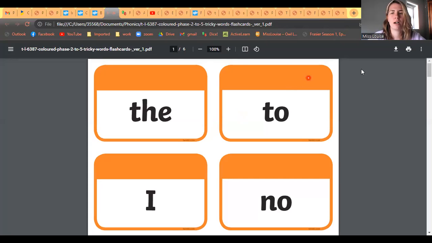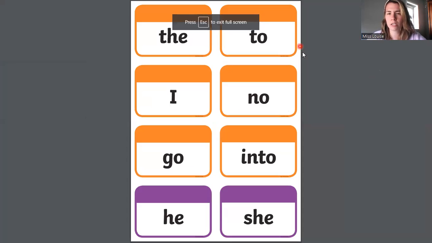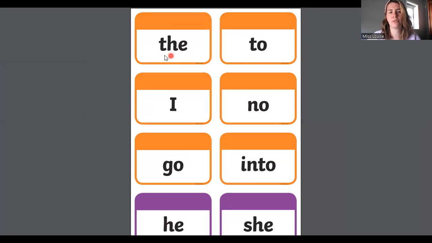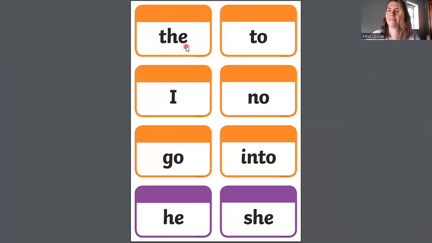Moving on, we will have a look at the tricky words. These are words that you cannot really use phonics to sound out. For example, the word "the": you cannot use your phonics to say it, otherwise it sounds weird. If you're using phonics, you'll say "thuh". Well, that's not correct. It's the word "the". So we're not using our phonics to sound out these words. That's why they are called tricky words.